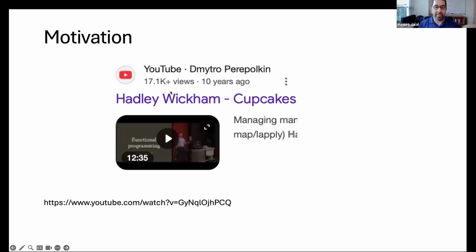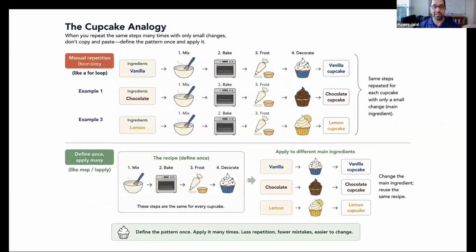So this was motivated by a video that I saw on YouTube by Hadley Wickham on cupcakes. He was talking about the redundancy in cookbooks about cupcakes. In his cookbook, there were recipes for different cupcakes. If you do a vanilla cupcake, you mix, bake, frost, decorate, and you create a vanilla cupcake. And if you want to do a chocolate cupcake, it's very, very similar, except the main ingredient is different for the most part. And same for other cupcakes. So a big book was a lot of repetition, a lot of redundancies.